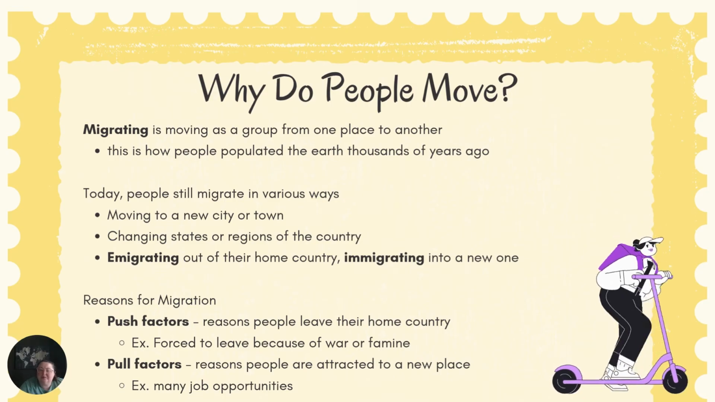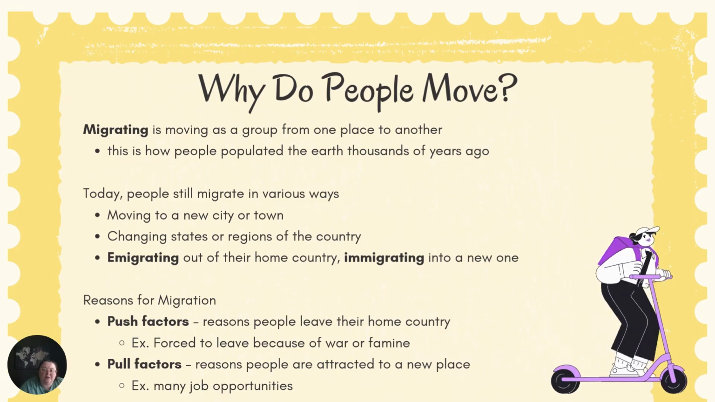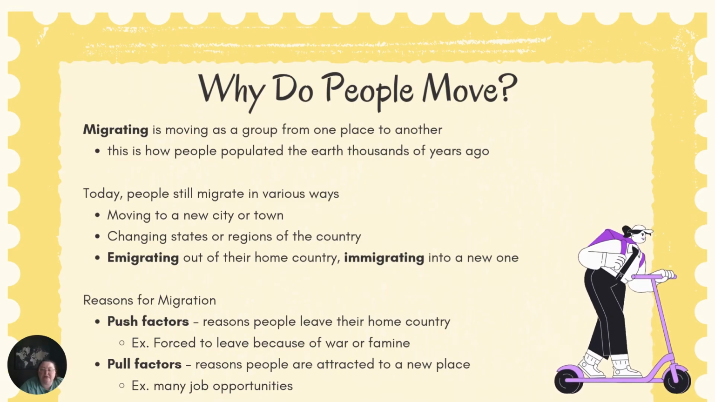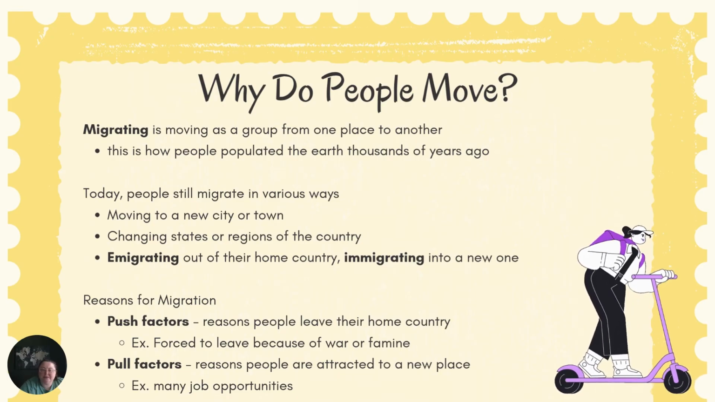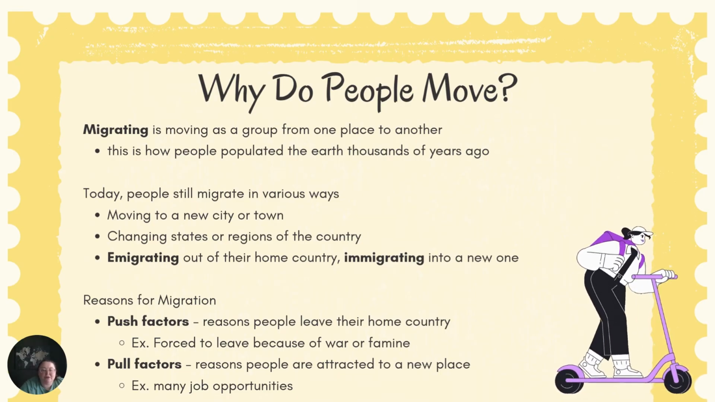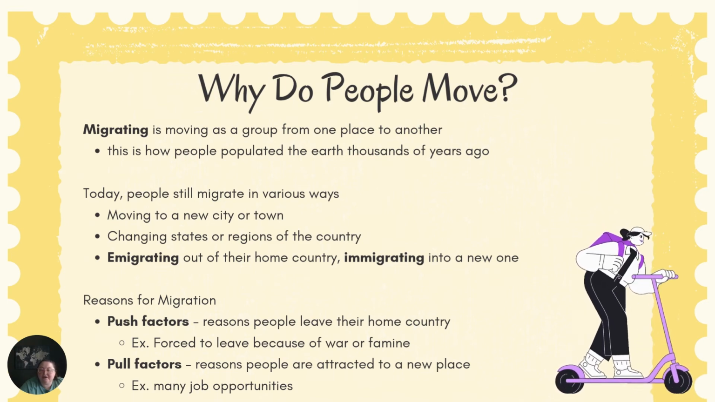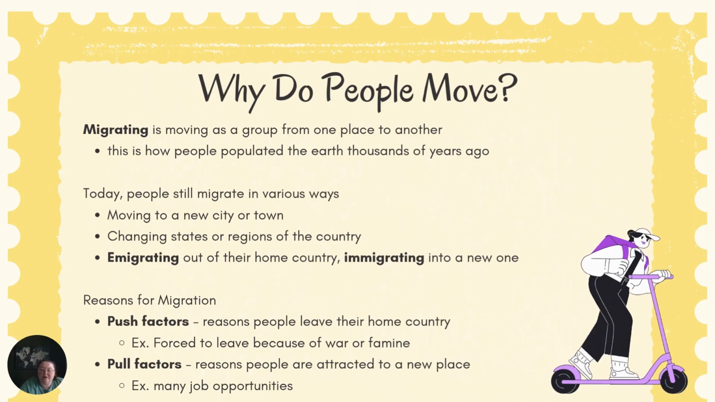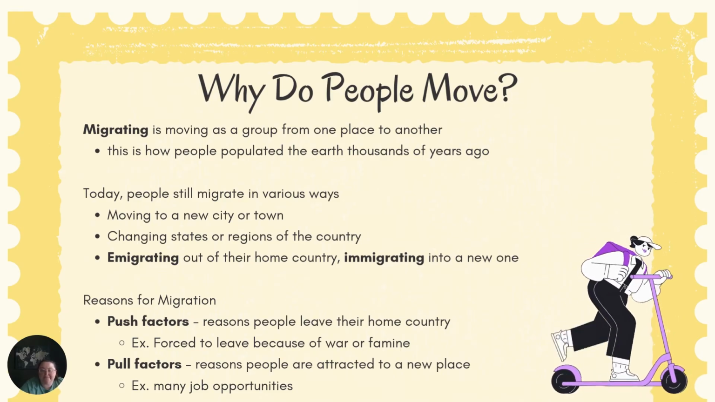Why do people move? Migrating is moving as a group from one place to another. This is how people populated the earth thousands of years ago. Today, people still migrate in various ways. One example would be moving to a new city or town, or changing states or regions of the country. Emigrating is when someone leaves their home country, and immigrating is when they move into a new one.